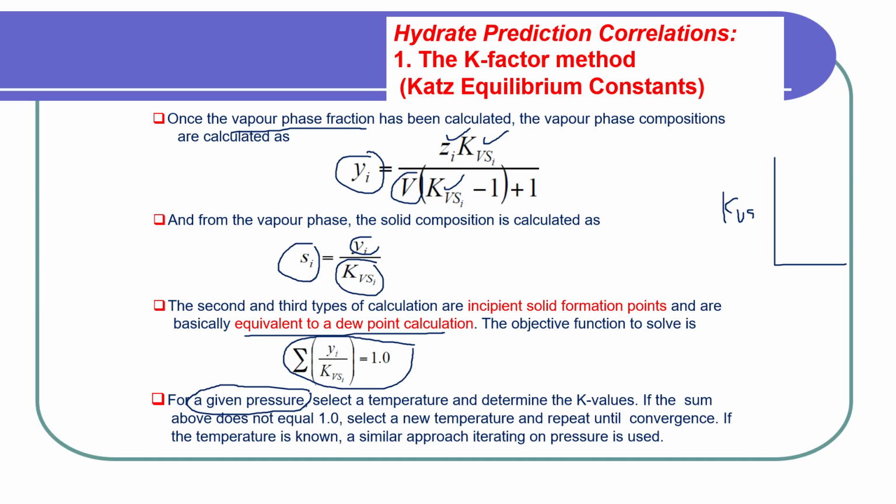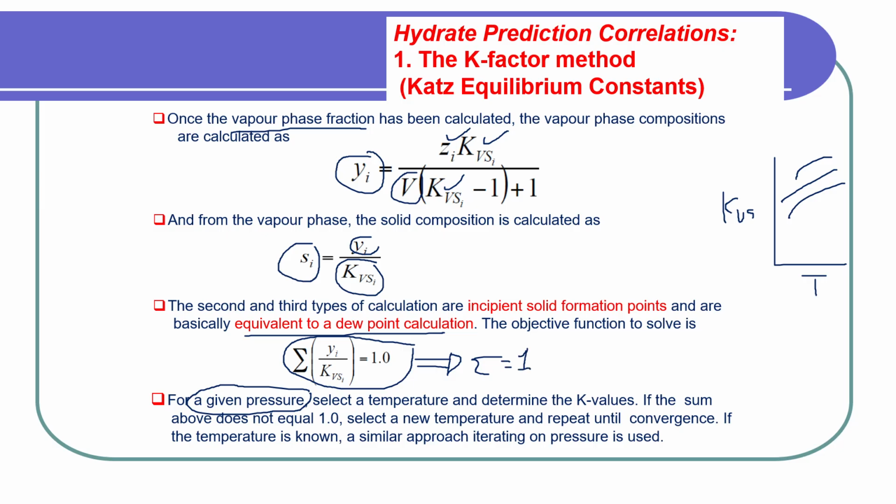The chart has temperature and certain pressure. So if you know the pressure, then you can assume a specific temperature, then you do the calculation and the summation, and you see whether it is equal to 1 or not. If it's not equal to 1, then you take another value for temperature until you reach the point where you get the summation equal to 1.